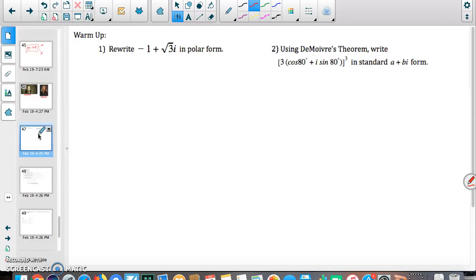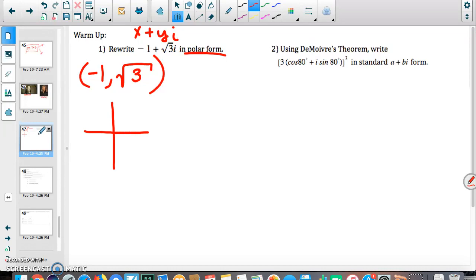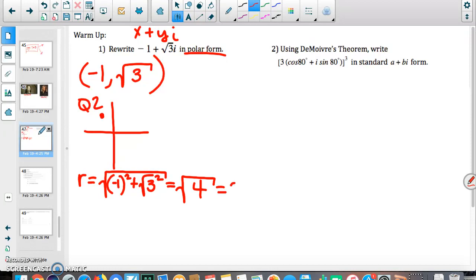So the first one is to rewrite in polar form. So right now it is in rectangular. And so my point would be -1, √3. So the first step is to plot that. So that's going to be in quadrant 2. Negative, positive. All right, our next step is to solve for our radius. So that would be 1 squared plus √3 squared, which is just going to be a radius of 2. 1 plus 3 is 4.